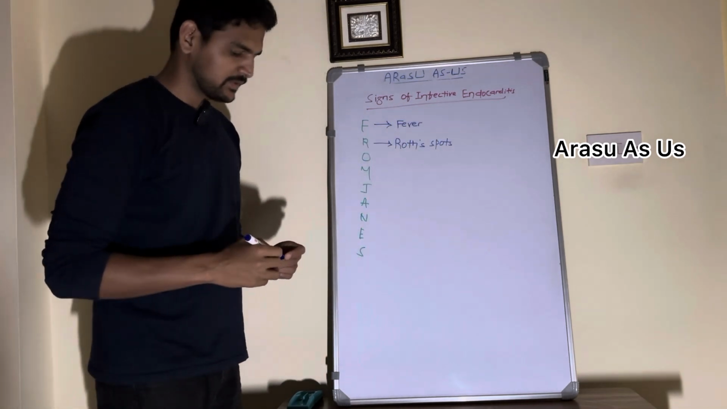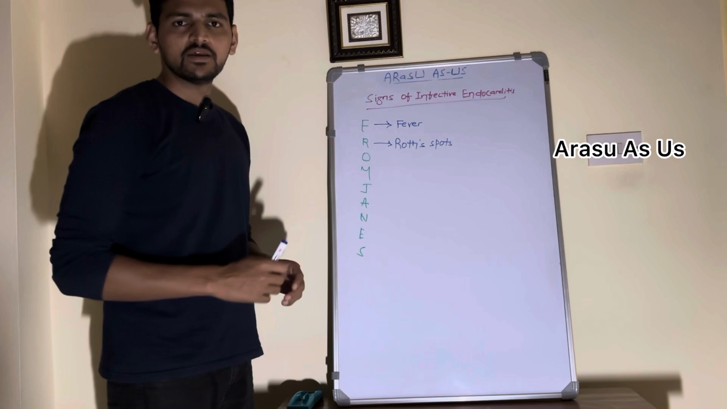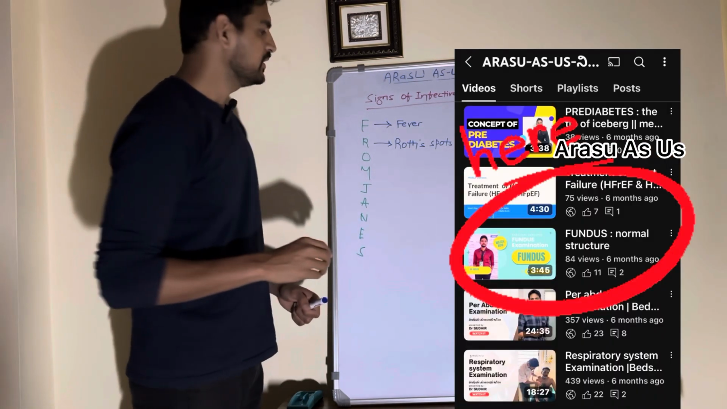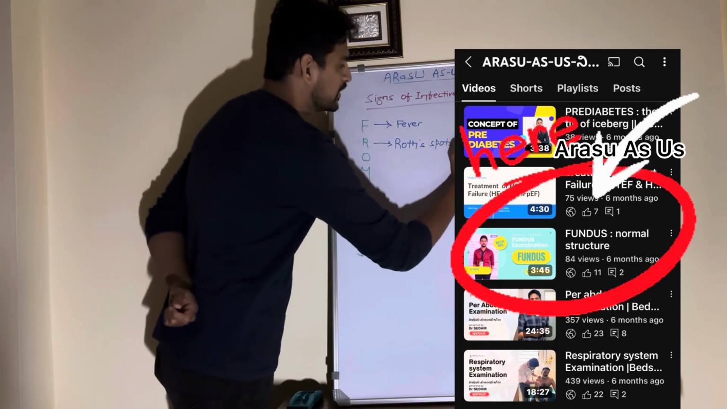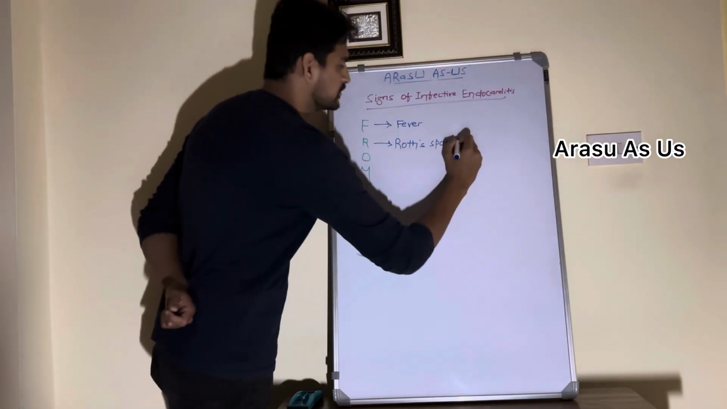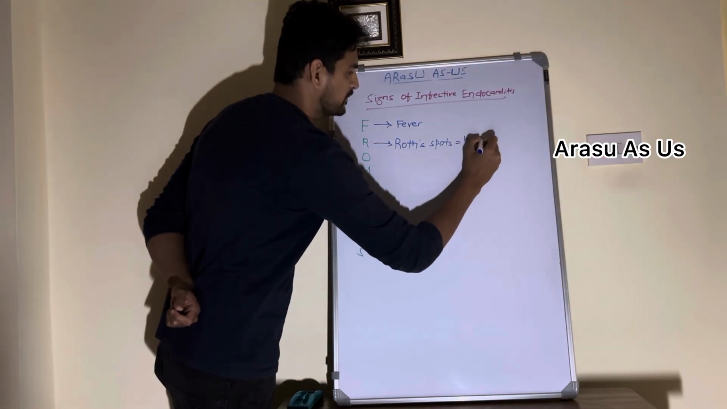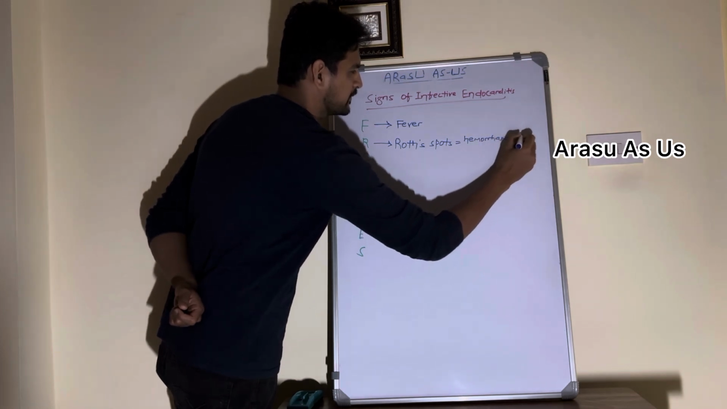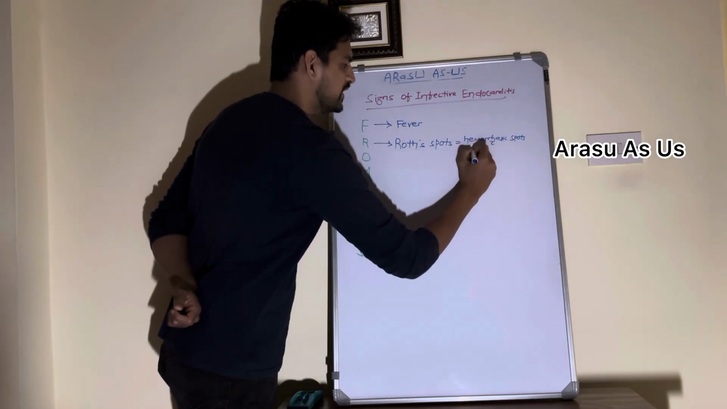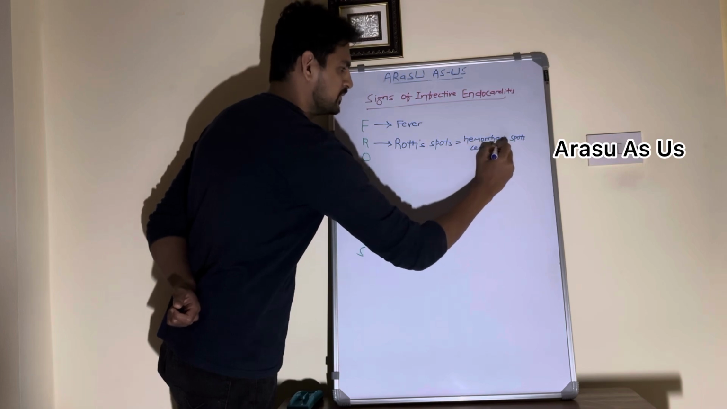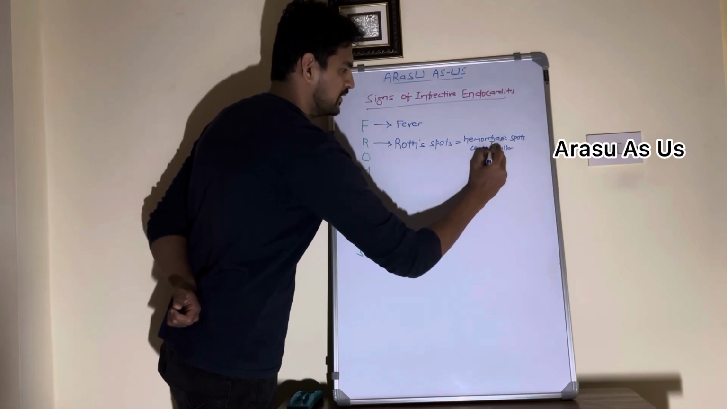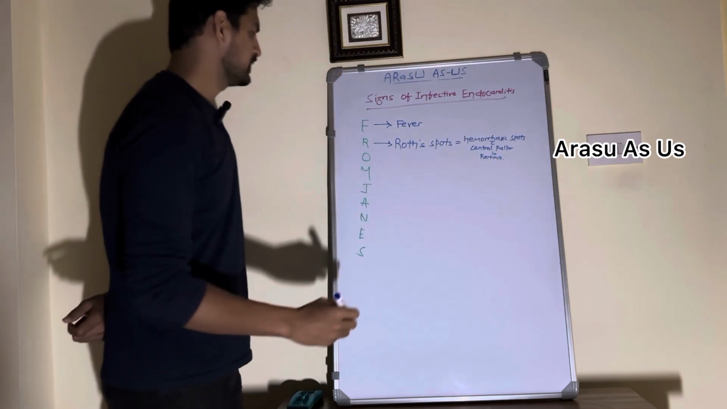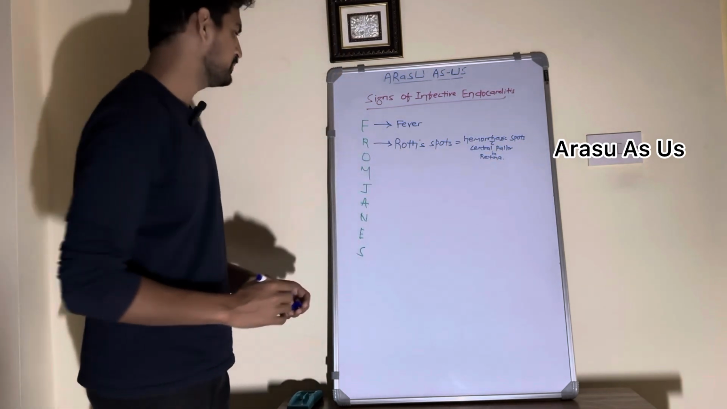Roth spots are the findings which are seen in the retina. So when we see the retina through fundoscopy, there will be hemorrhagic spots with central pallor. Central pallor in retina. So this is about Roth's spots.